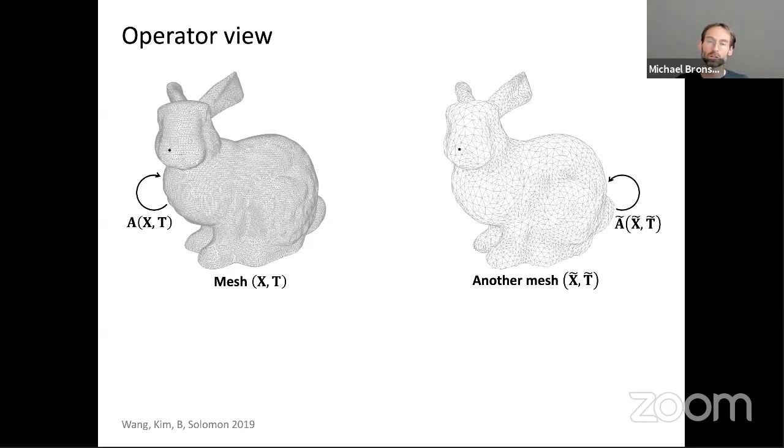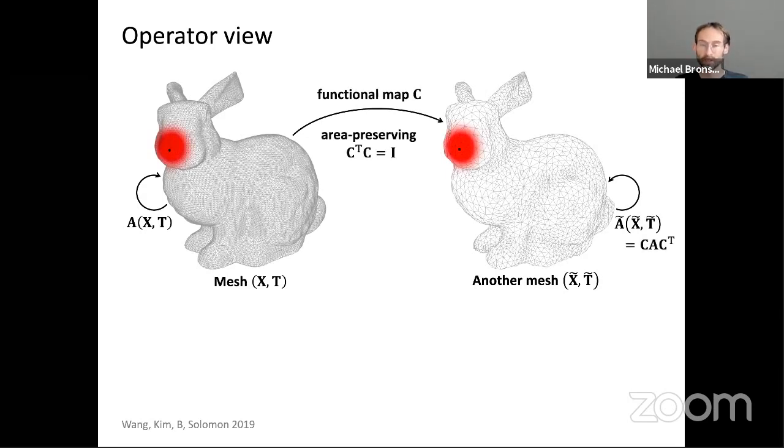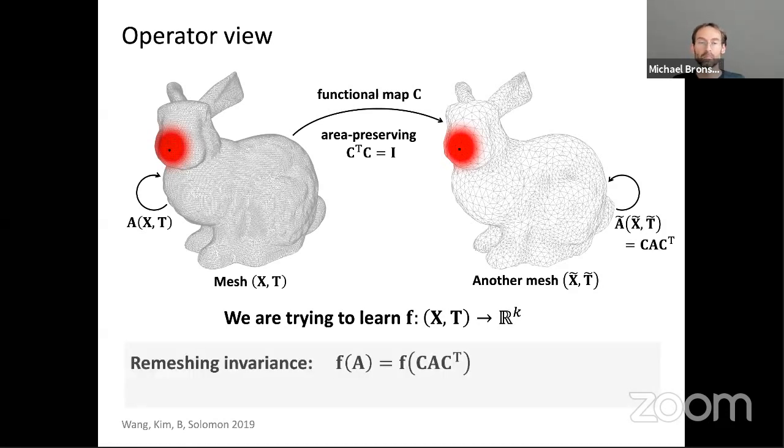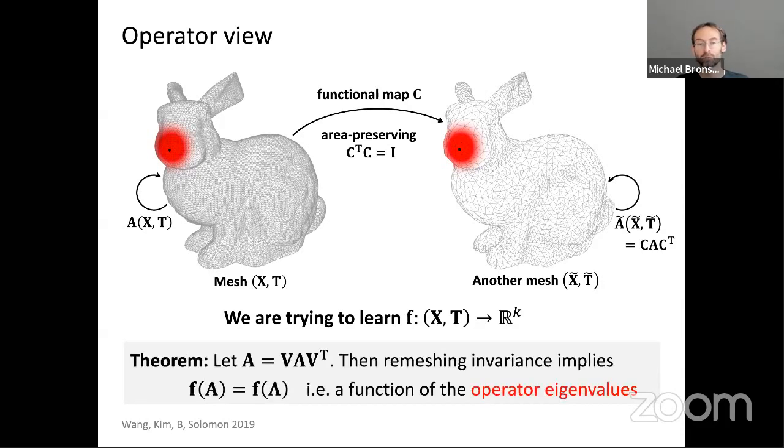So if we assume that the two meshes are related by means of a functional map, and we assume that this map is area preserving, meaning that its representation is orthogonal, basically the descriptor that we are trying to learn with geometric deep learning architecture must satisfy this property. And you showed that in this case, what essentially we learn is a function of the eigenvalues of this operator. So no matter what you try to do, if you assume this maybe a little bit restrictive setting of remeshing invariance under some technical constraints, basically you learn a very boring stuff. You learn a function that is just a filter of the eigenvalues, of the frequencies of the operator.